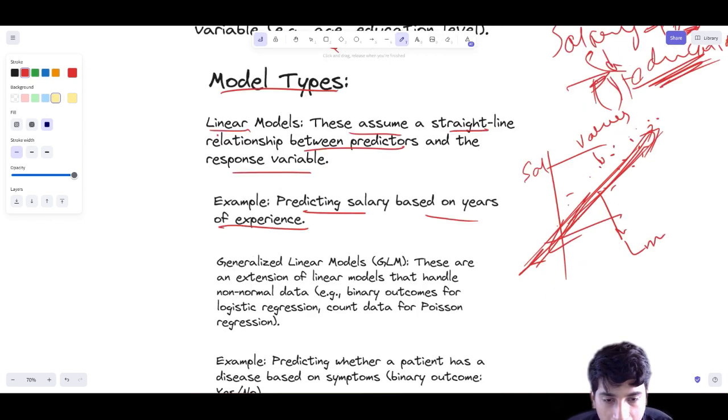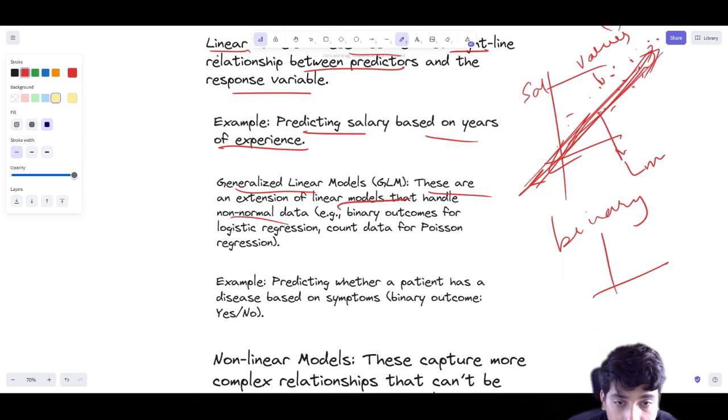Next, we have the generalized linear model, which is an extension of the linear model. It is helpful if you have count data or an outcome that is binary, either 0 or 1. These are extensions of the linear model that handle non-normal data, basically binary data. Generally we use it for binary data, that is, if the result is 0 or 1.